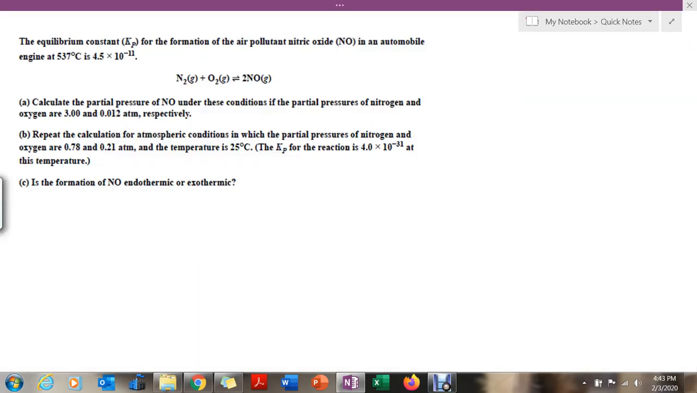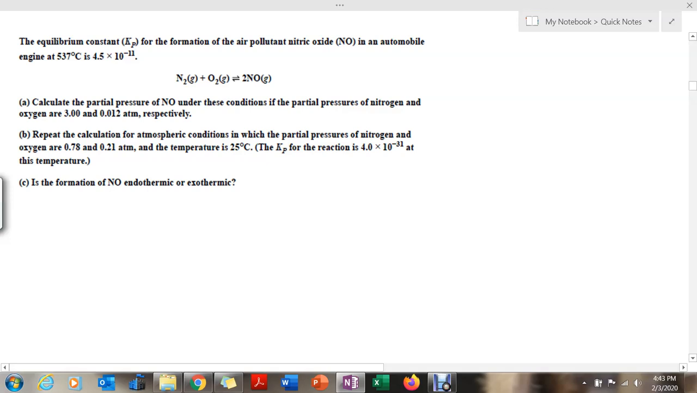The equilibrium constant Kp, this is for general equilibrium, for the formation of nitric oxide NO in an automobile engine at 537 degrees Celsius is 4.5 times 10 to the negative 11. So we got that the Kp is 4.5 times 10 to the negative 11.